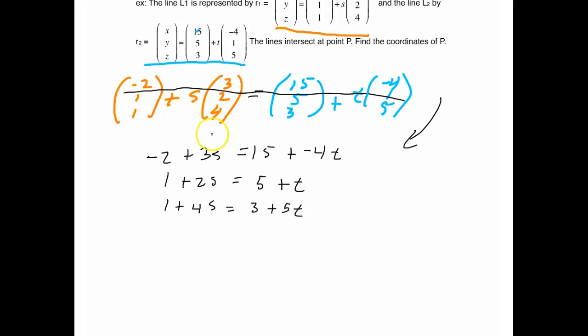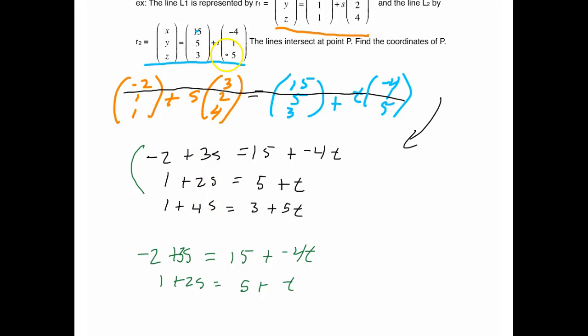So how do you solve this? Well, you use elimination or substitution, back to algebra 1. Pick any 2 equations you want. I'll pick the top 2 here and solve by elimination. Negative 2 plus 3s equals 15 plus negative 4t, and 1 plus 2s equals 5 plus t.